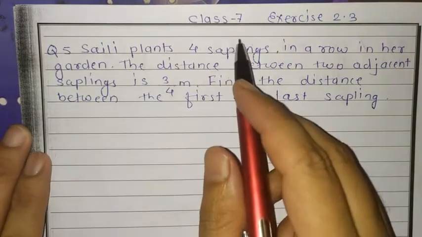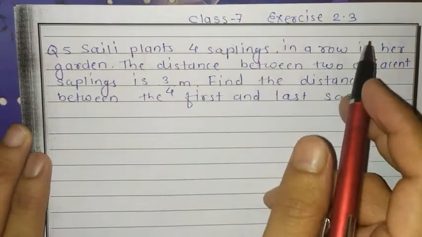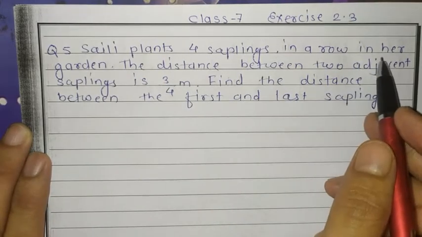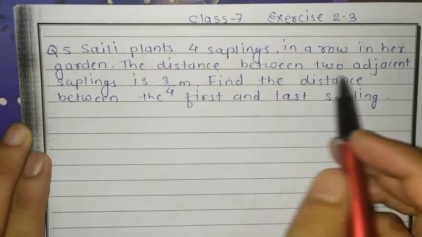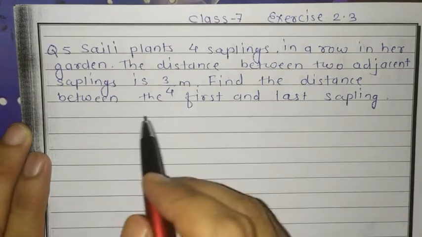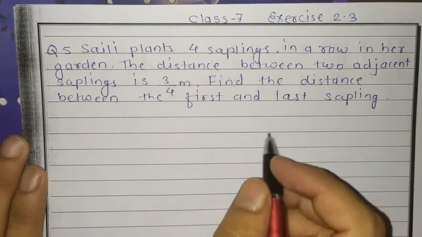Hello student, now we will solve class 7 exercise 2.3 question number 5. Siley wants 4 saplings in a row in her garden. The distance between two saplings is 3 upon 4 meter. Find the distance between the first and last sapling.